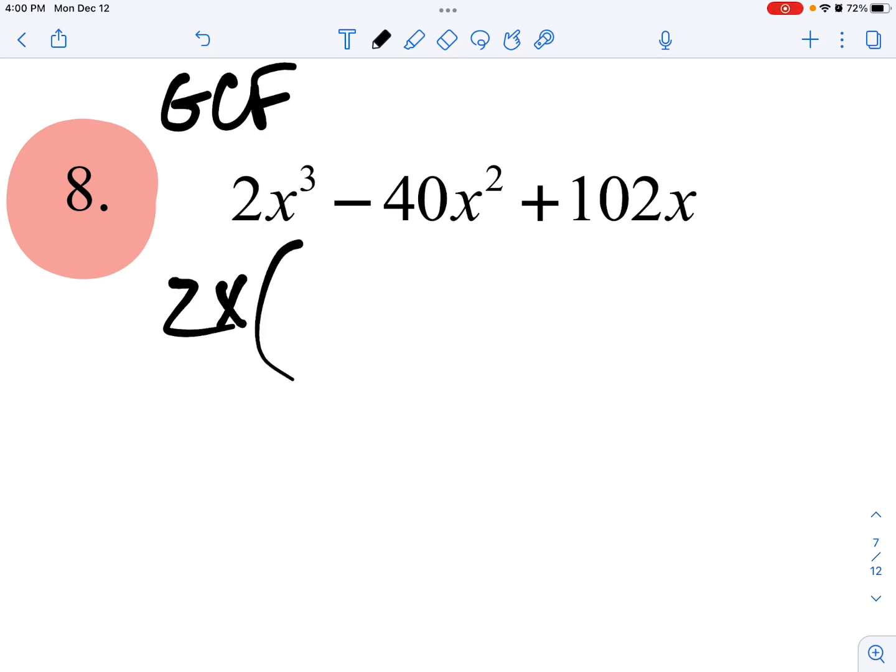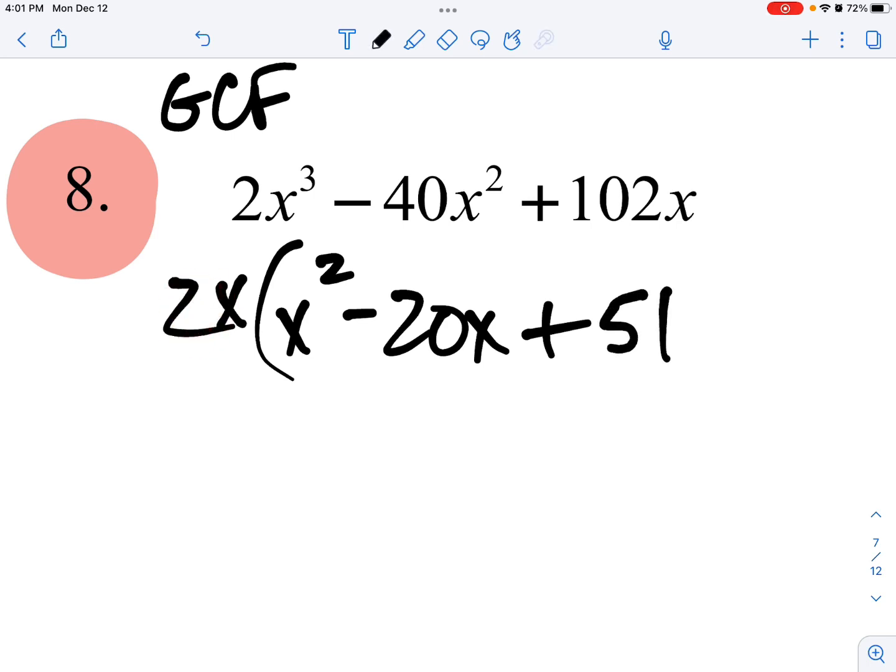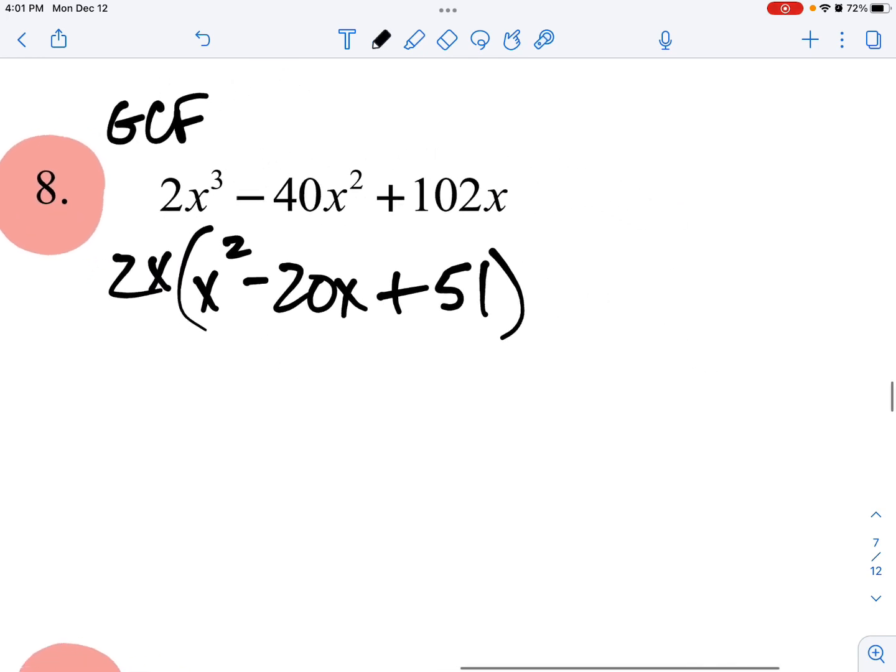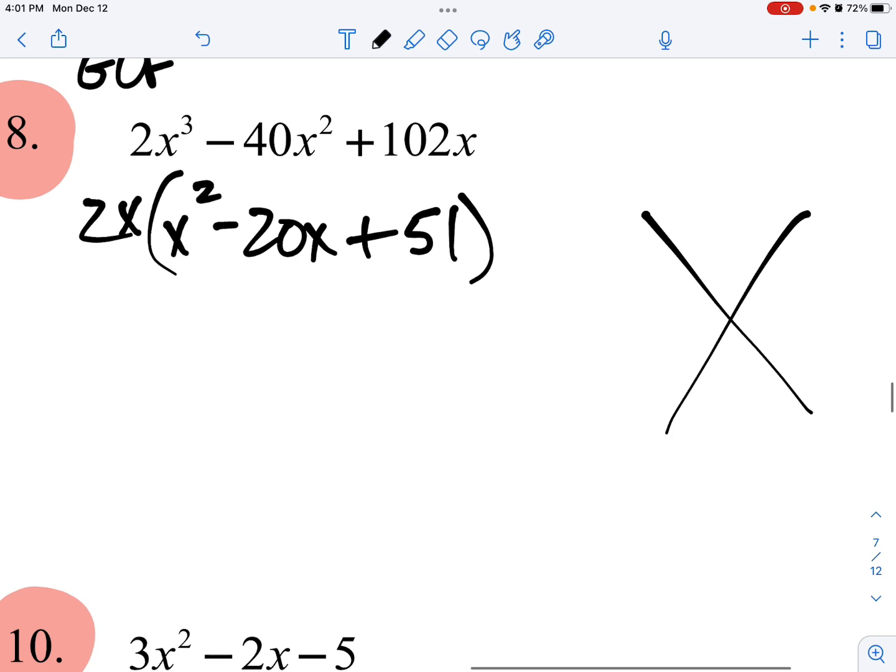Now let's figure out what's left. Got rid of the 2, got rid of one of the x's. That means there's x squared left. Keep the minus. Got rid of, divided by 2. 40 divided by 2 is 20. There were 2 x's. You pulled out 1. There's 1 left. Keep the plus. 102 divided by 2 is 51. And x got rid of. No x's left. Now let's see if I can factor 51 and negative 20.